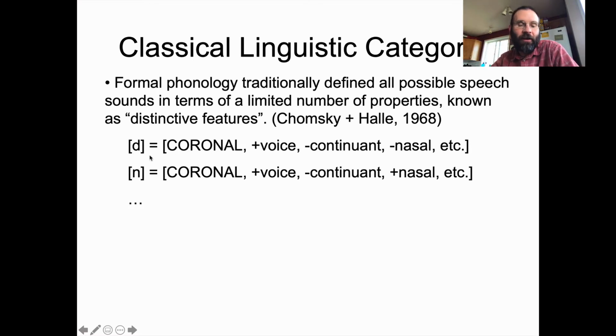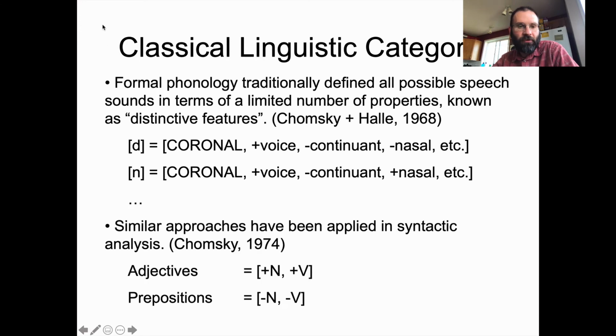So you can say a D is a coronal sound. It's voiced. It's minus continuant, which means it's a stop. It's minus nasal. And then we can switch these feature values around one by one. If we switch the nasal specification for this guy, it becomes an N. These other features remain the same, and so on and so forth. That's how the distinctive feature set works for The Sound Pattern of English model of the phonological world. These are like classical categories because they're defined by specific properties, which are different from one group to the next.